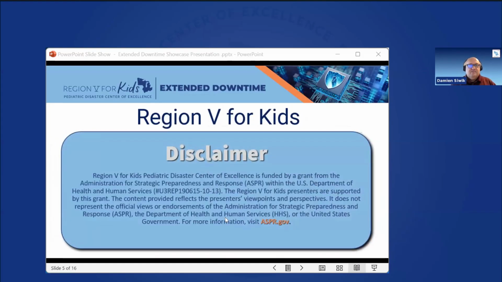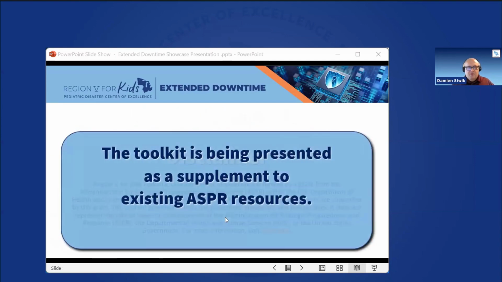Of course, Region 5 for Kids Pediatric Disaster Center of Excellence is funded by ASPR. Everything we present today is the opinion and views of the presenters and Region 5 for Kids and does not necessarily represent the views of ASPR, Health and Human Services, nor the federal government. Additionally, we recognize ASPR has tools and materials related to extended downtime available on the ASPR TRACIE website. We view this particular toolkit as a supplement and added value to existing ASPR resources.